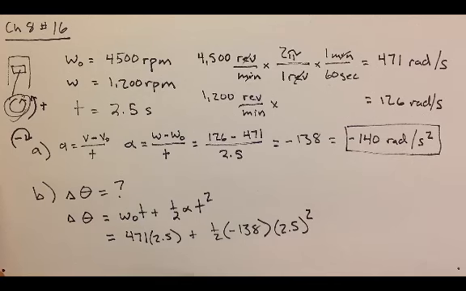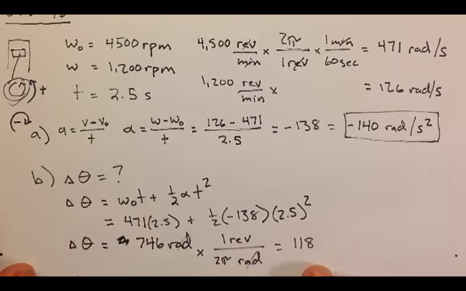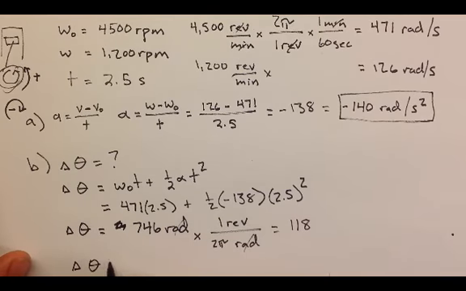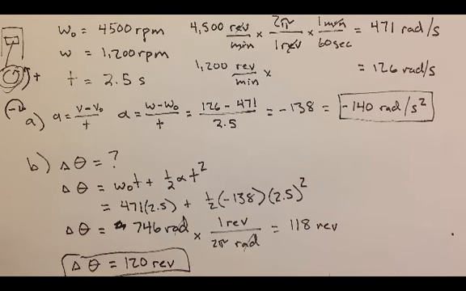All right. And plugging things in here, I get delta theta is equal to 746 radians. But the book actually asked how many revolutions it goes through. So let's convert that back to revolutions. 1 revolution is 2 pi radians. So the radians cancel here, and that turns out to be about 118. So, oops, I'm off the page. All right, here we go. So delta theta ends up being 120 revolutions with significant figures. Okay, so that's our answer to part B.